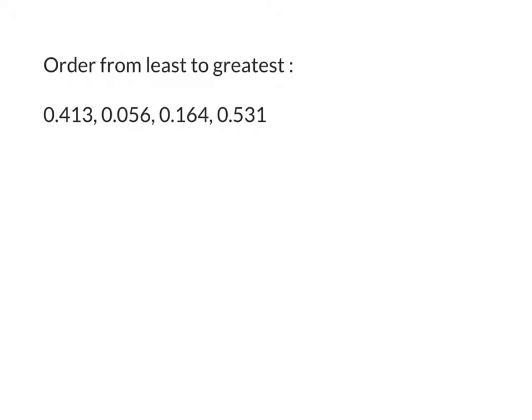Now in our tenths place, you'll notice we have a 4 in the number 413 thousandths, a 0 in the number 56 thousandths, a 1 in the number 164 thousandths, and a 5 in the number 531 thousandths. So comparing the digits 4, 0, 1, and 5, the 0 is going to be the smallest. That will become our least. So I'll go ahead and write that down. 56 thousandths is going to be our first number in our sequence or our order. And I'll go ahead and just mark that off so I know that I've already used that number.